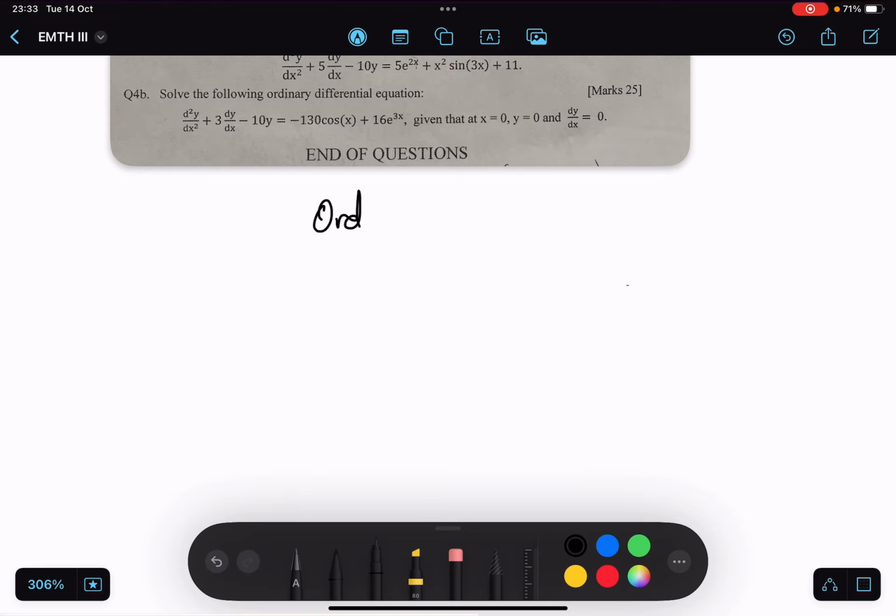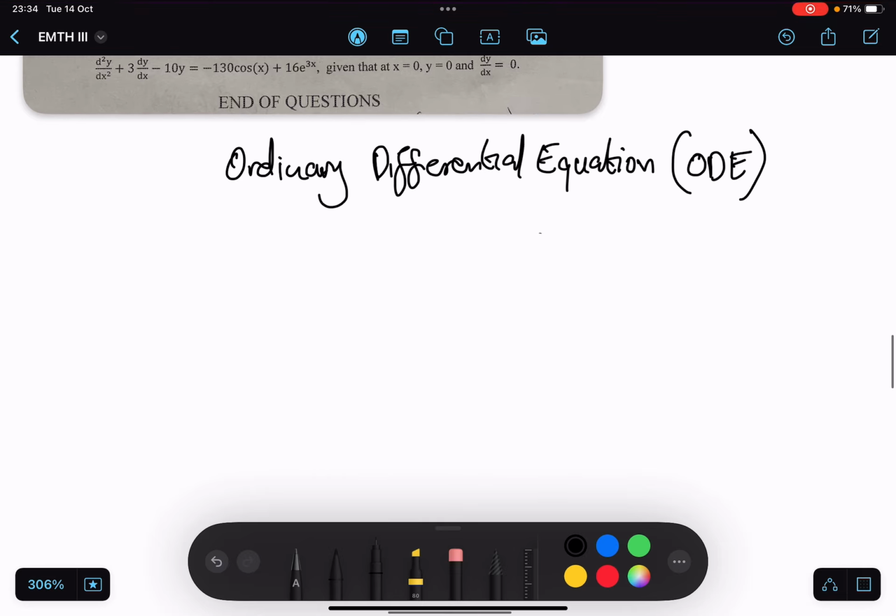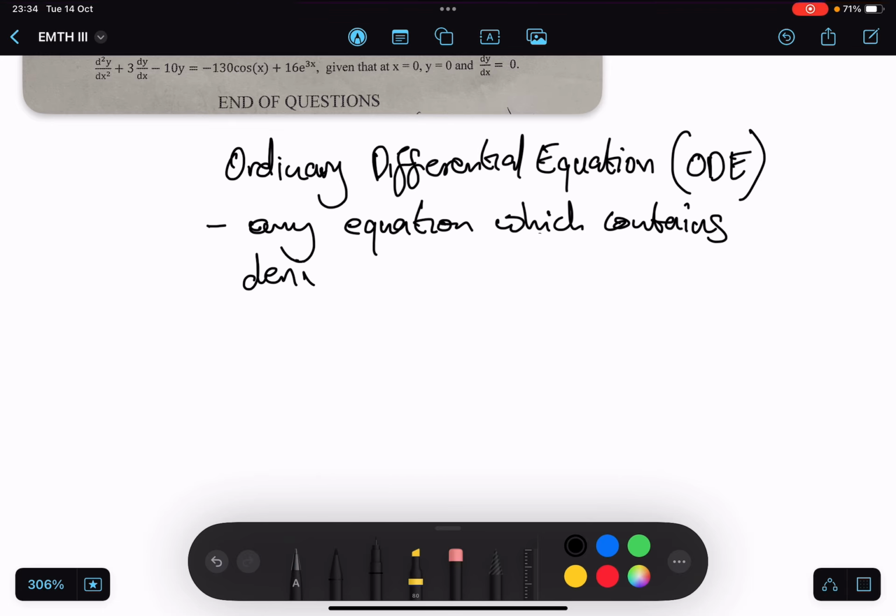Basically, we know that an ordinary differential equation, which is represented as ODE, is any equation which contains derivatives.